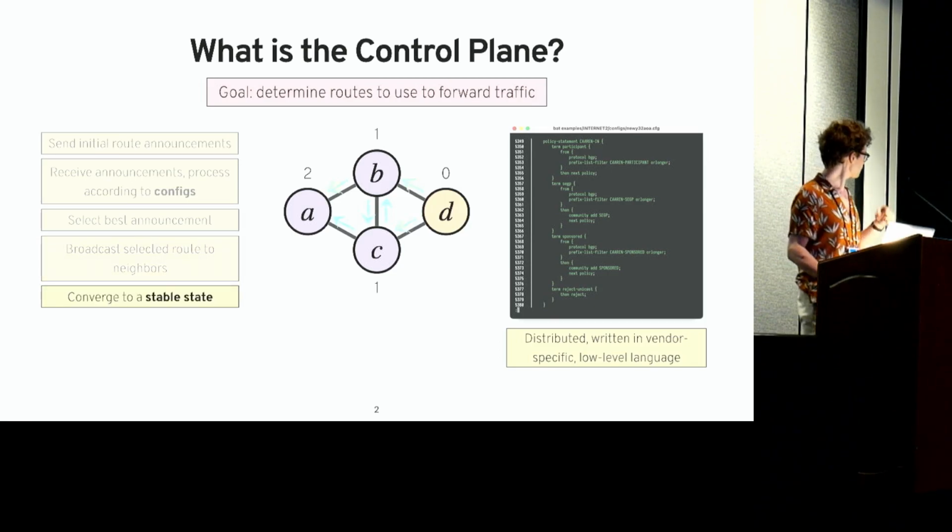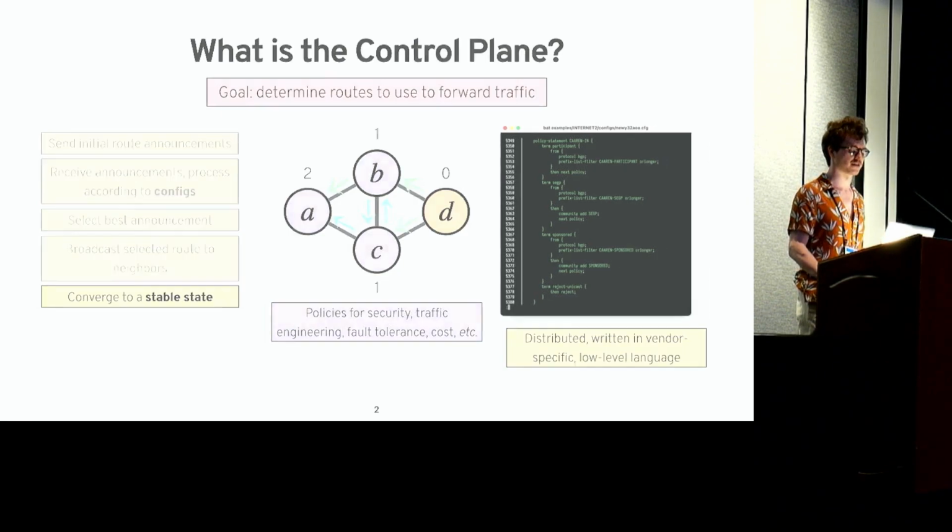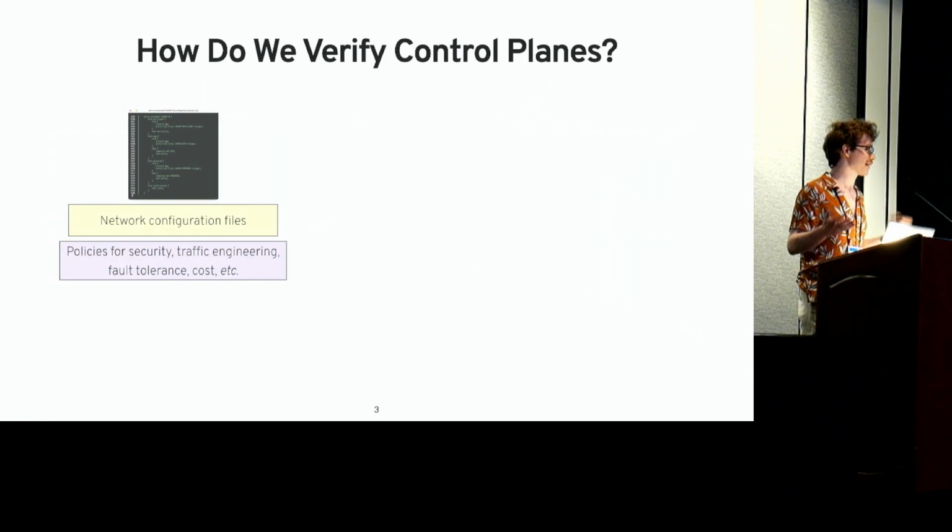The critical thing which makes these kinds of systems complicated is we might want to ensure that they do what we intend them to do, but we're working with distributed files that have policies for security or traffic engineering, and we want to ensure that the end-to-end system obeys these directives. And so to do this, we need verification.